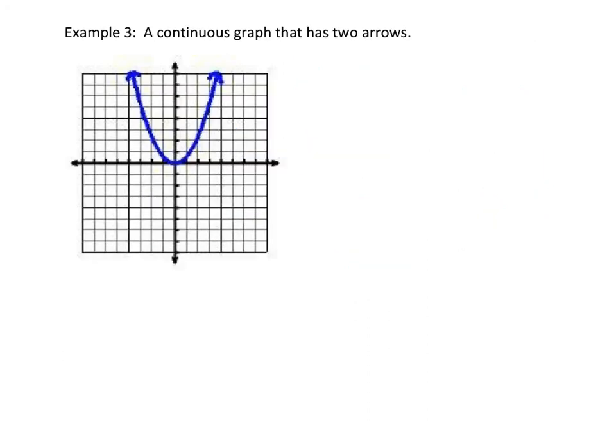Okay, example 3 has a continuous graph and it has 2 arrows. So this is what you do when you have a continuous graph that has 2 arrows. To do the domain, again, we're looking at the x values, which you would look at the graph from left to right. Well, on the left side of my graph, I have an arrow. That means it's going to go on forever on the left side. On the right side, I have an arrow also. That means it's going to keep going in the right direction forever.